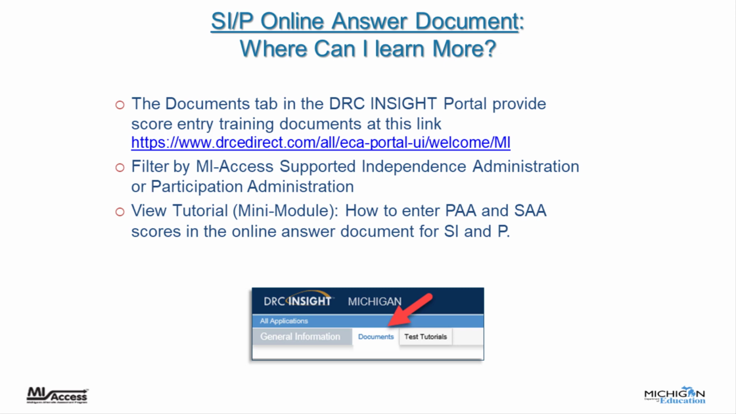Where can you learn more? The DRC Insight portal provides training documents for how to get in and enter these scores in the online answer document. After accessing through this link, go to All Applications, General Information, Document tabs, and you can filter as needed. You can view the tutorial of the mini modules and how to enter the scores as mentioned.